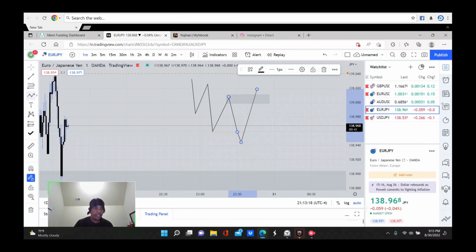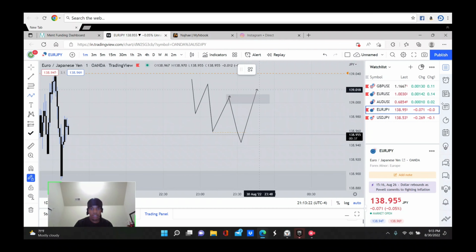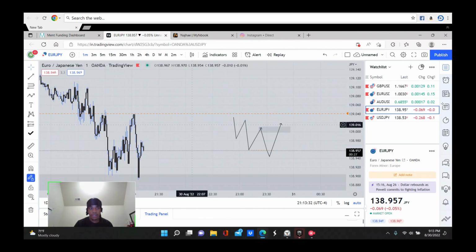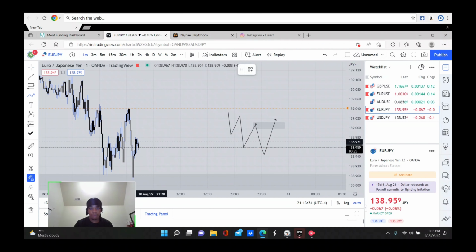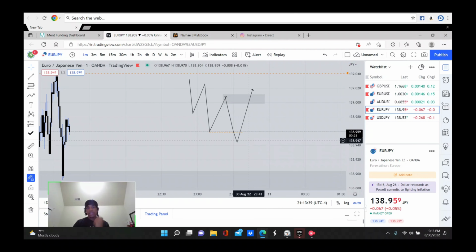You can even do that, take out that, and then the target will still be this low, just because we know how price moves. Sometimes it can take out a high before continuing lower. That's why I personally look for a double break to the top side.